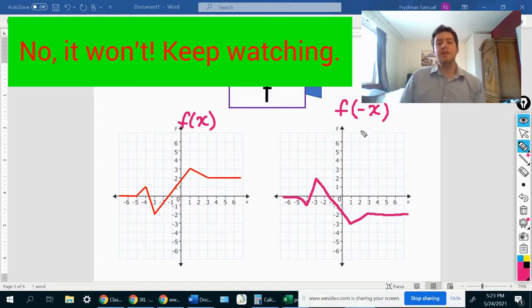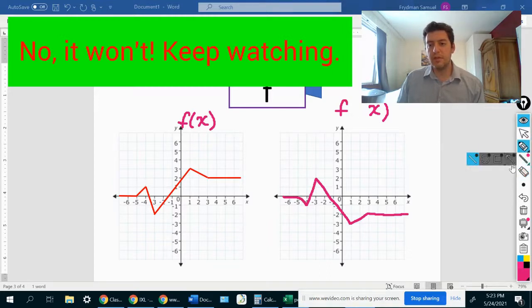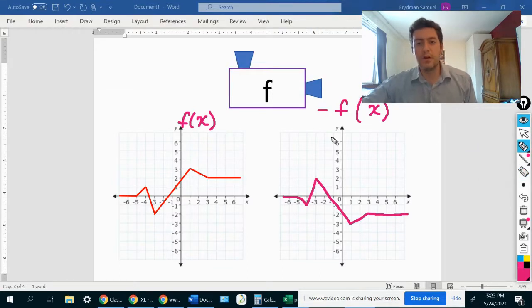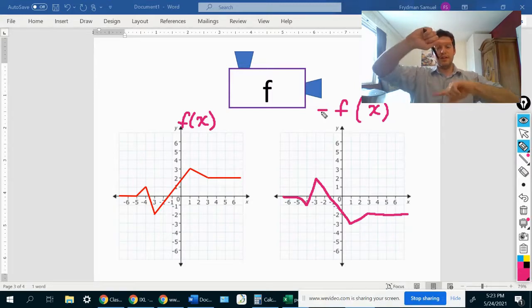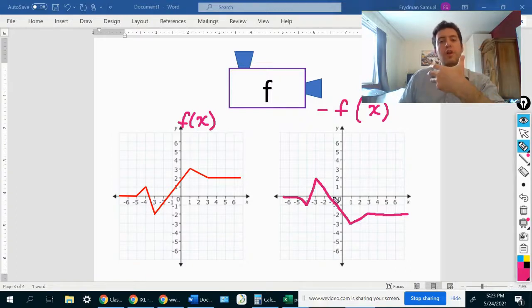No, I'm sorry, I apologize. That should be outside. If I see a negative outside the argument like that, then that would flip it vertically, which would also be called a reflection over the x-axis, because it's like we took this and we just reflected everything over the x-axis to get this. That's if we see a negative on the outside.